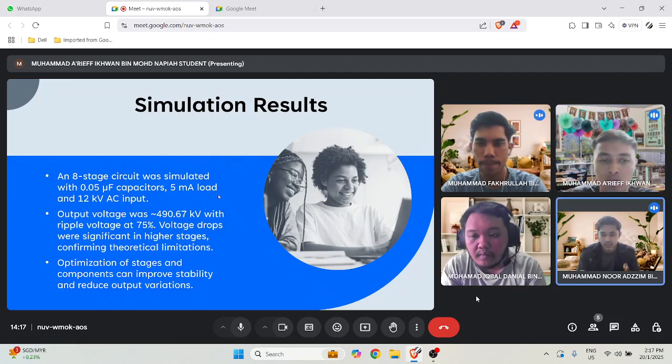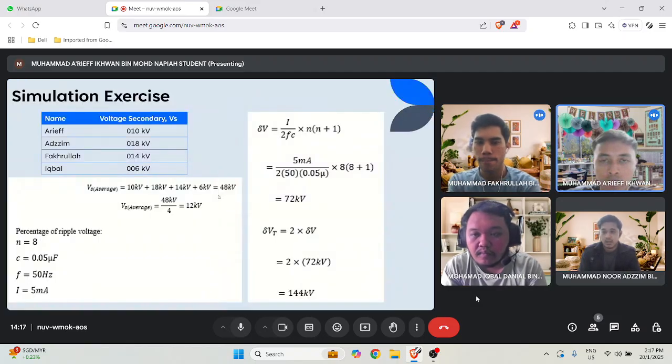All the numbers that have been produced in the slide have been calculated on paper. Optimization of stages and components can improve stability and reduce output variation. Next slide. Okay, based on the simulation calculation, we first have to calculate the theoretical one.